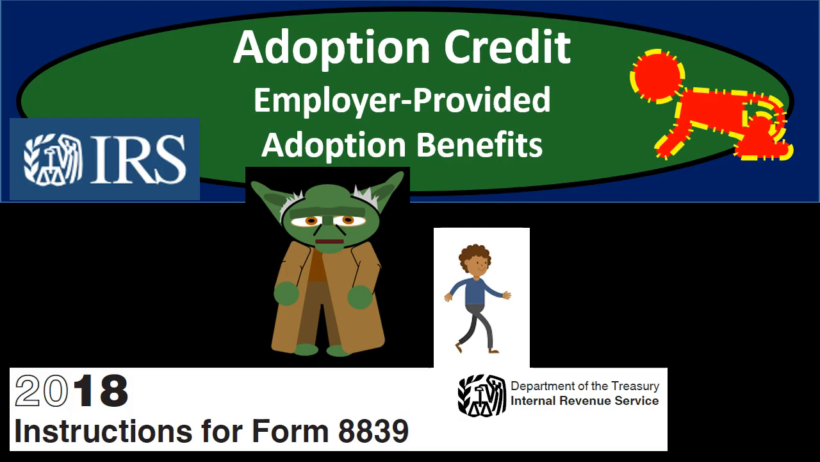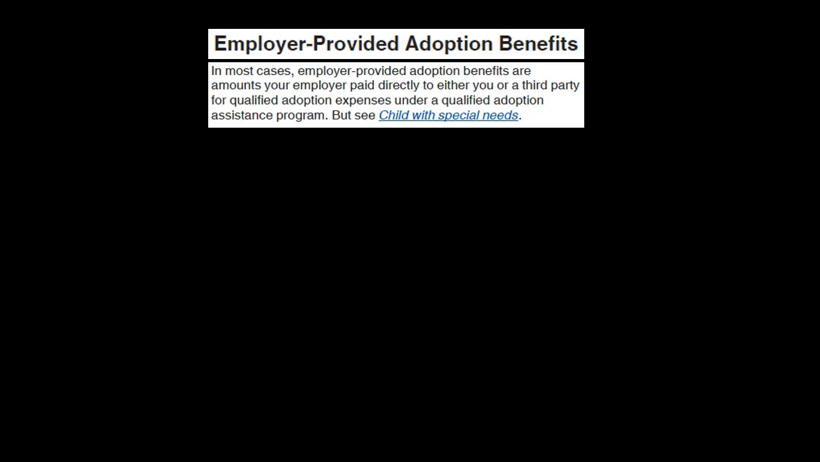And in this presentation, we will discuss employer-provided adoption benefits. Information can be found in the 2018 instructions for Form 8839. Employer-provided adoption benefits. In most cases, employer-provided adoption benefits are amounts your employer paid directly to either you or a third party for qualified adoption expenses under a qualified adoption assistance program.